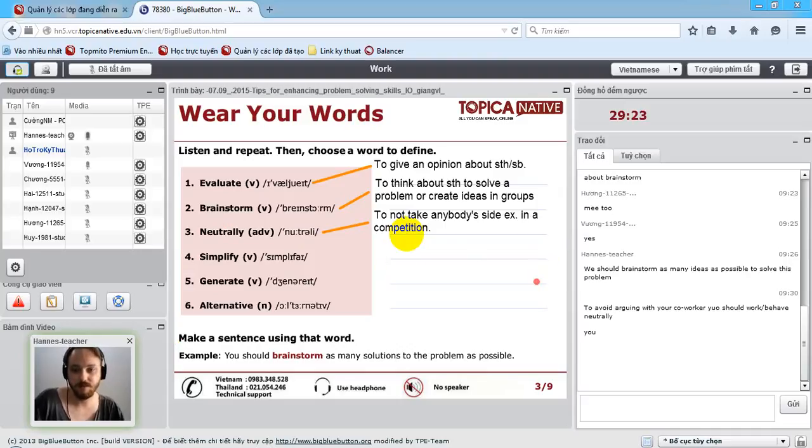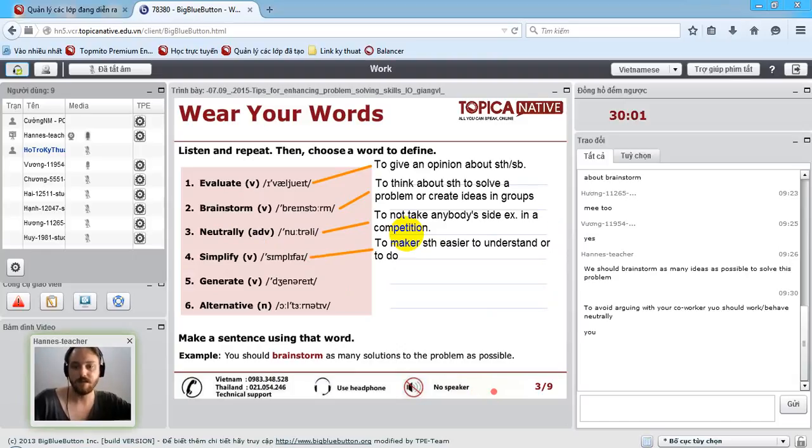Okay, so Vuong, can you define simplify? Yes. Simplify means you make something easier to see, to understand, or to do. Yeah. To make something easier. So you can just say easier because it's a short adjective. Yes. To see, to understand, or to do. Yeah, excellent. So to make something easier to understand or to do. Excellent. To simplify. Very good.